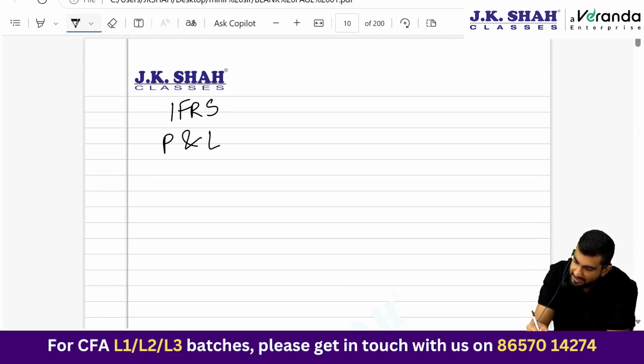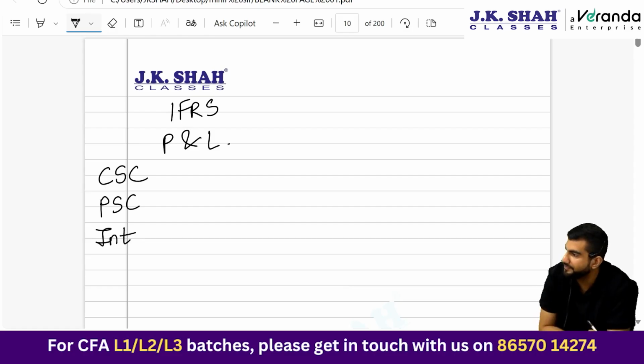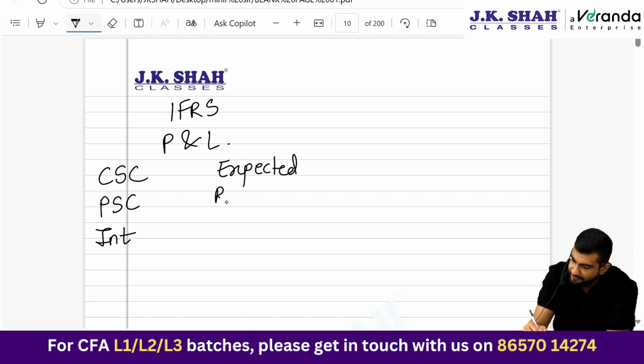What all will go in P&L? Current service cost, past service cost, interest on beginning PBO will form a part of P&L, and in P&L credit side, expected return on plan assets. Guys, tell me one thing, expected return on plan assets, which rate do you use? Any separate rate or the discounting rate?